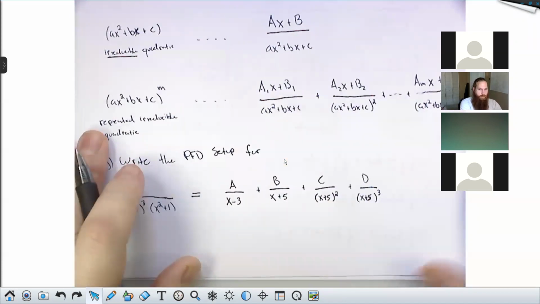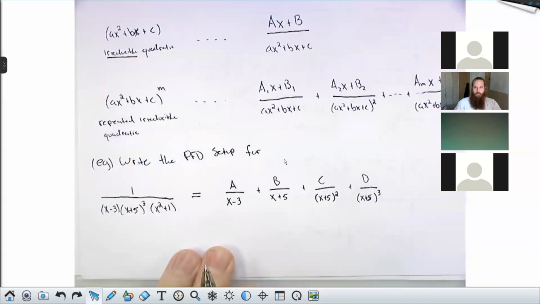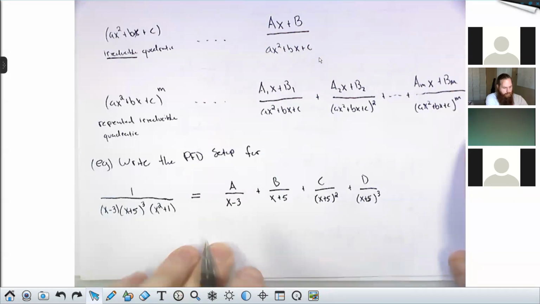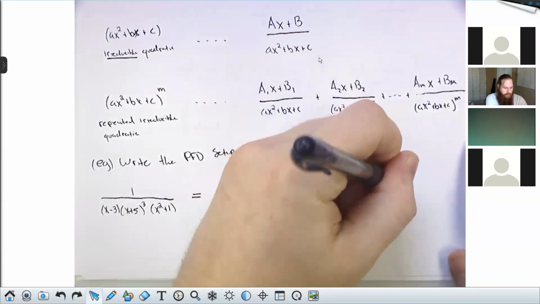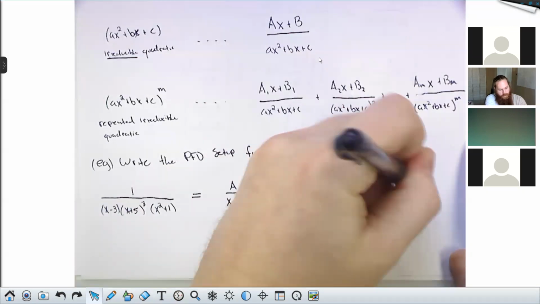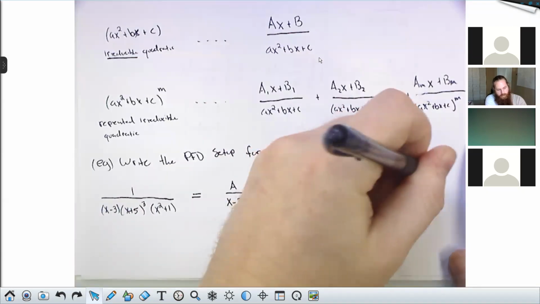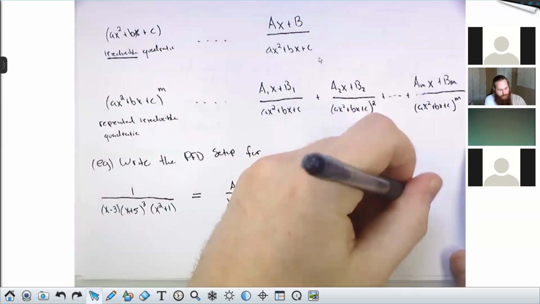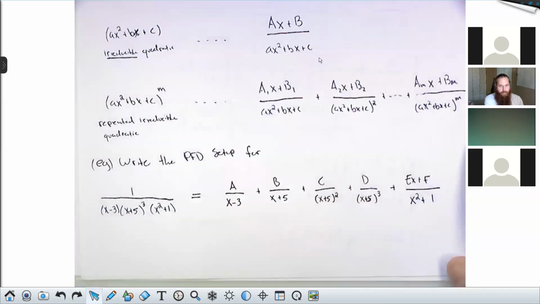And then the irreducible quadratic will contribute 1 term, but it will have a linear numerator because I have to allow for all possible proper rational functions that could contribute that factor to the denominator. So that would look like Ex plus F over x squared plus 1. That is the PFD setup for this function.